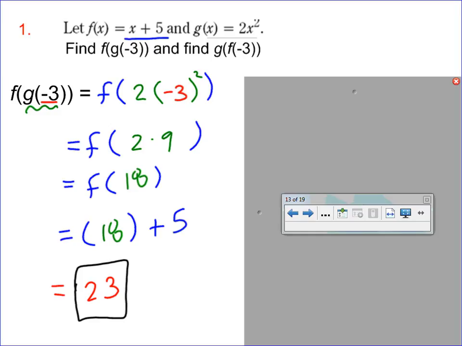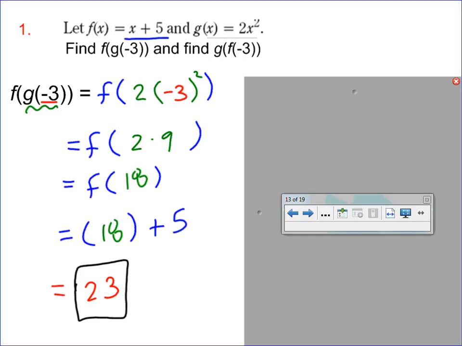First, negative 3 goes into G. Follow its rule. Negative 3 squared is positive 9 times 2 is 18. There's my intermediate value. Now plug that into my outermost function, f, everywhere it accepts inputs. 18 in for x, 18 plus 5, 23, final answer.